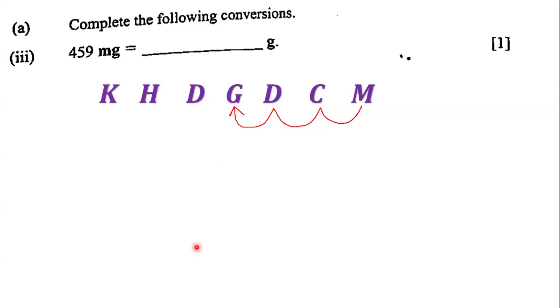So that's the first thing. Again, we're moving from milligrams to grams. We're gonna move over 1, 2, and 3. So that means I'm gonna take 459. The decimal point is behind the 9 currently, right? Then because I move over 3 times, 1 and 2 and 3, now the decimal point is in front of the 4.